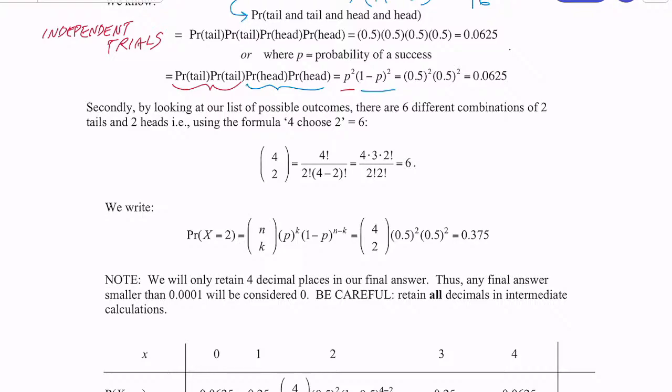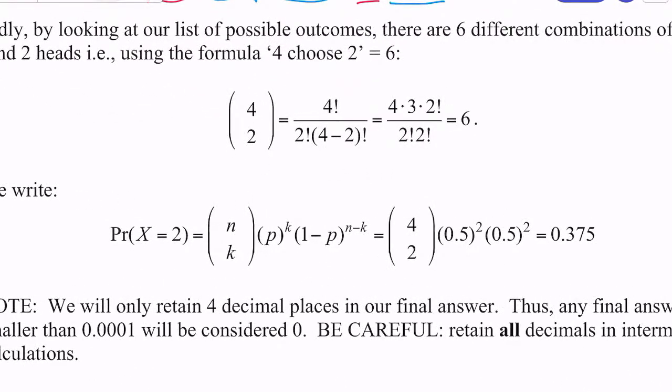This is a factorial, use of factorials. It's 4 factorial divided by 2 factorial times 4 minus 2 factorial. This is the basic formula for factorials. And then a factorial is 4 times 3 times 2. And then this reduces to this, and you get 6. So this is one way to find the answer, factorials.